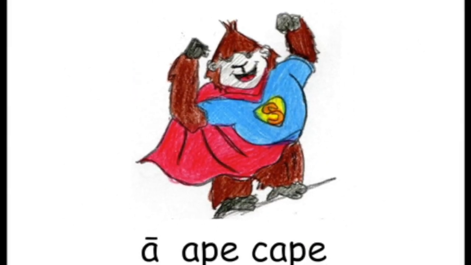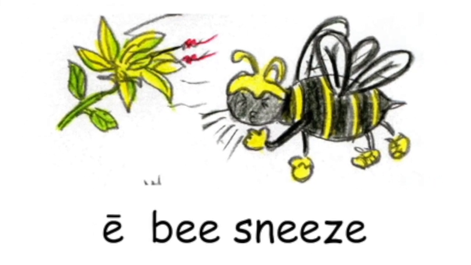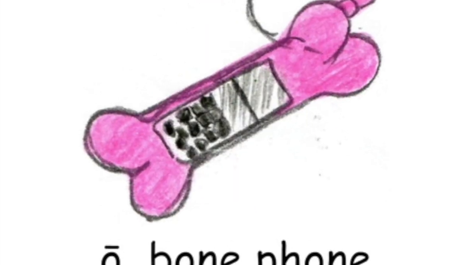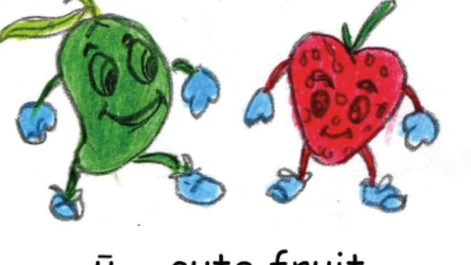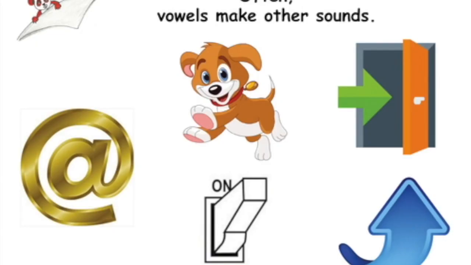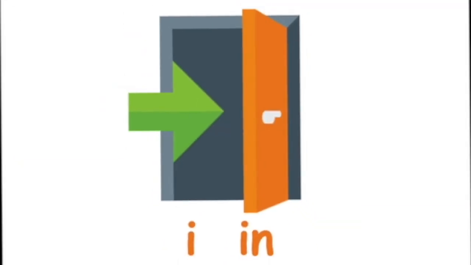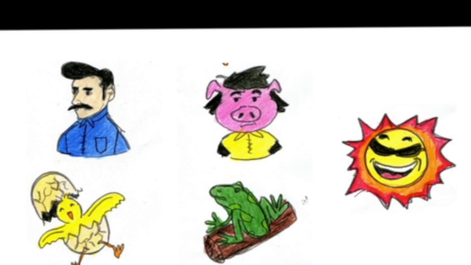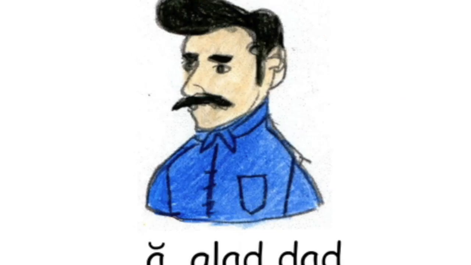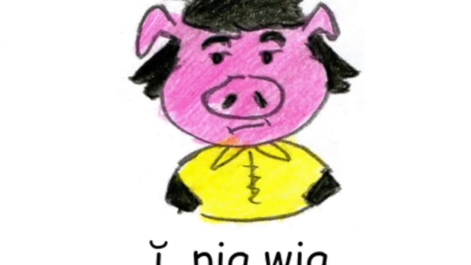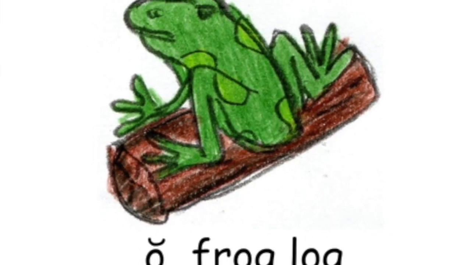A, ape, cape. E, bee, sneeze. Achoo! I, kite, bite. O, bone, phone. U, cute, fruit. Often, vowels make other sounds too. A in at, E in pet, I in pig, O in on, U in up. I try more vowels. A, glad dad. E, egg, leg. I, pig wig. O, frog log. U, fun sun.